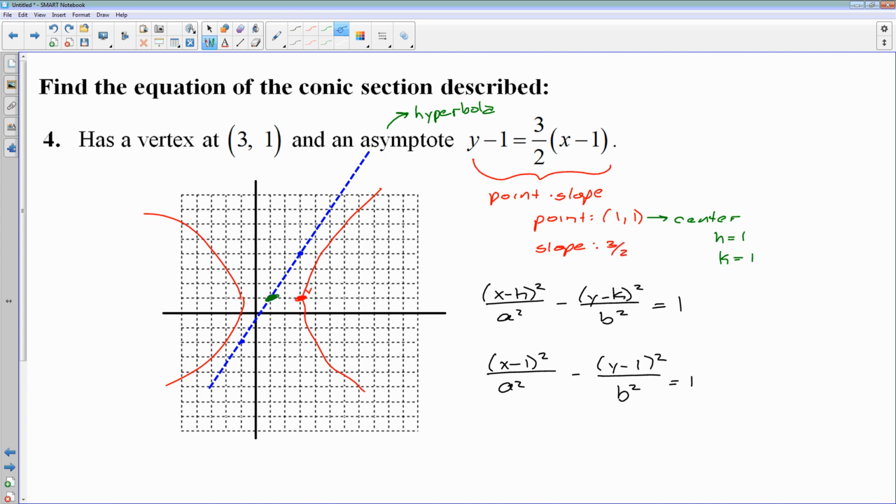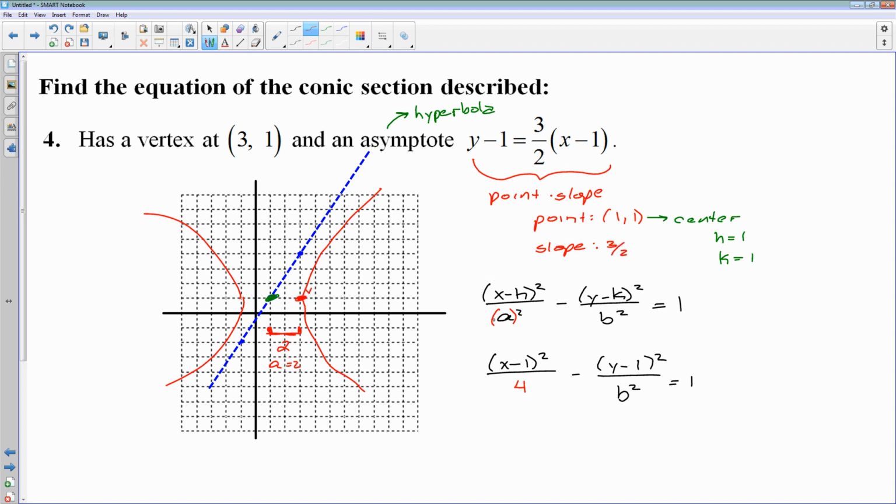A is not going to be very hard because a in a hyperbola is always the distance from center to vertex. And I can look and see that that distance is 2. So I know that a is equal to 2. So I'll go ahead and take out my a squared and plug in 2. 2 squared is 4.